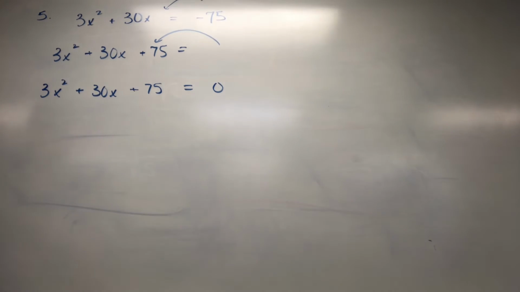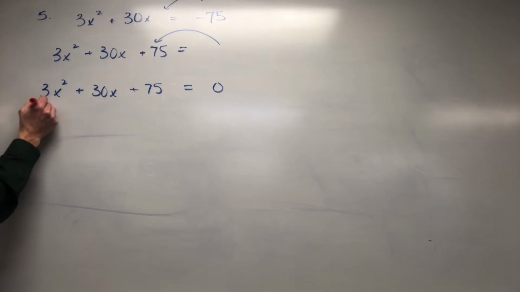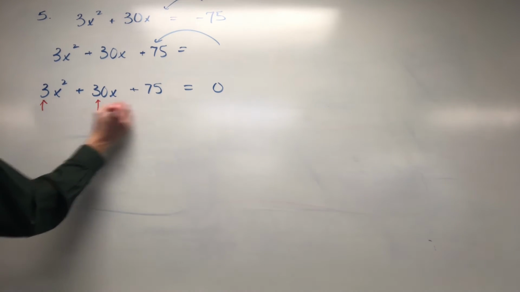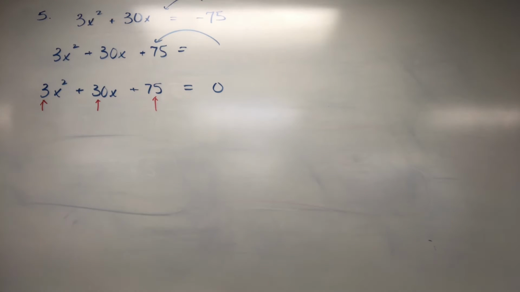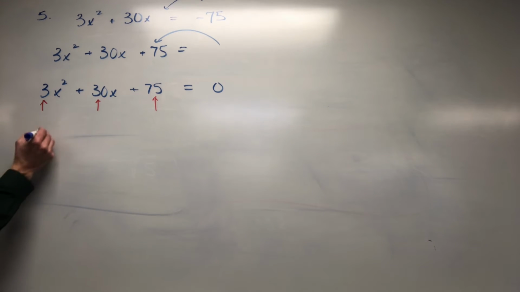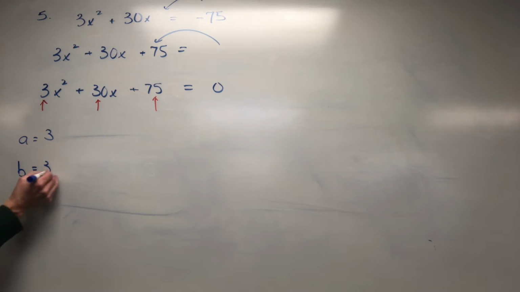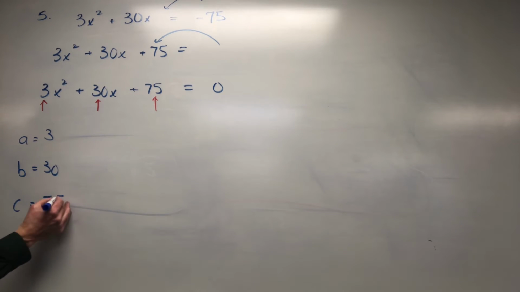So you do have it set equal to 0. Here is your A, here is your B, here is your C. Picking out your A's, B's, and C's. A equals 3, B equals 30, C equals 75. We're about to get some big numbers.